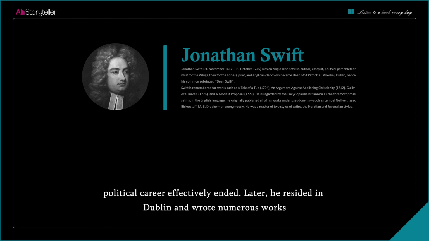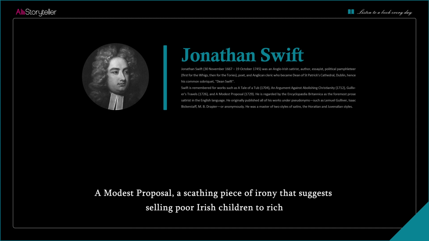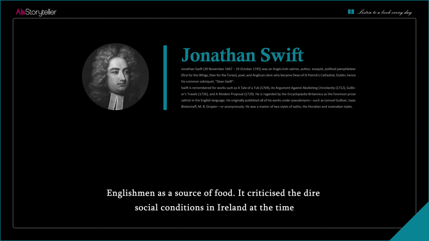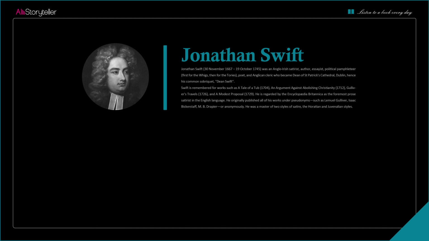Later, he resided in Dublin and wrote numerous works supporting Ireland's resistance to British colonial rule. Among these, the most famous is A Modest Proposal, a scathing piece of irony that suggests selling poor Irish children to rich Englishmen as a source of food. It criticized the dire social conditions in Ireland at the time and the oppression and exploitation of Ireland by Britain. Now let's return to Gulliver's Travels.